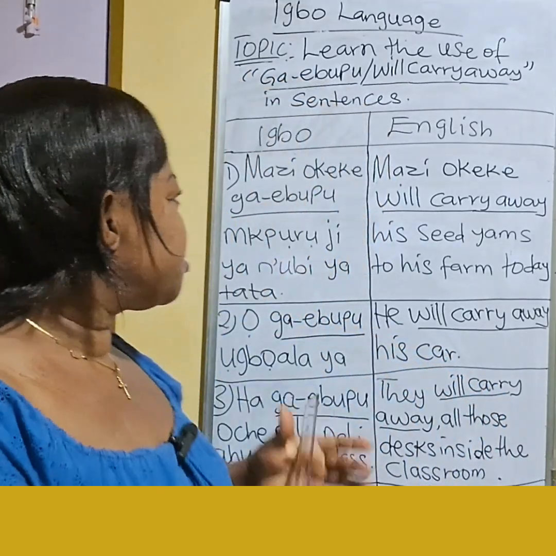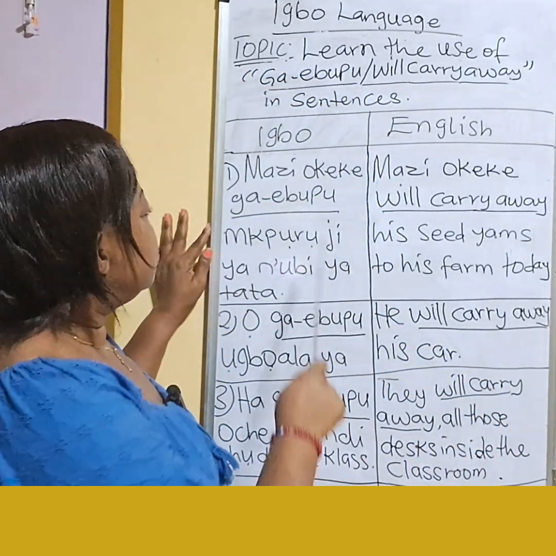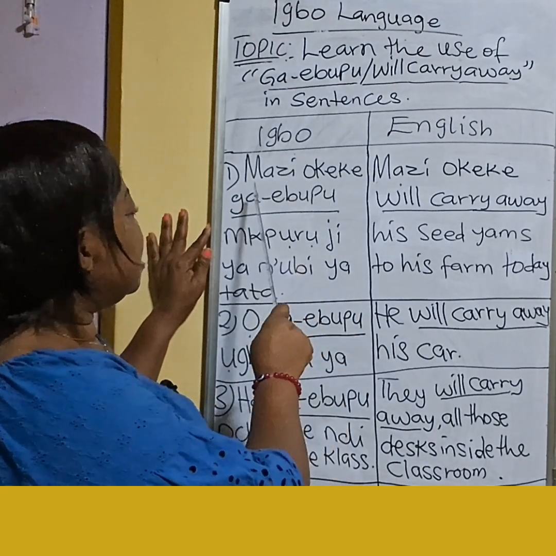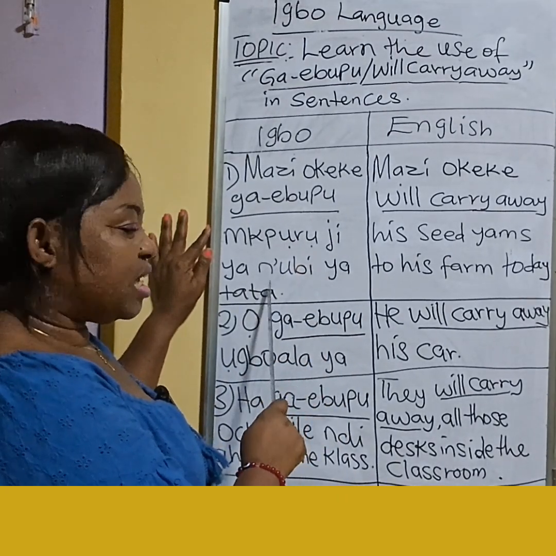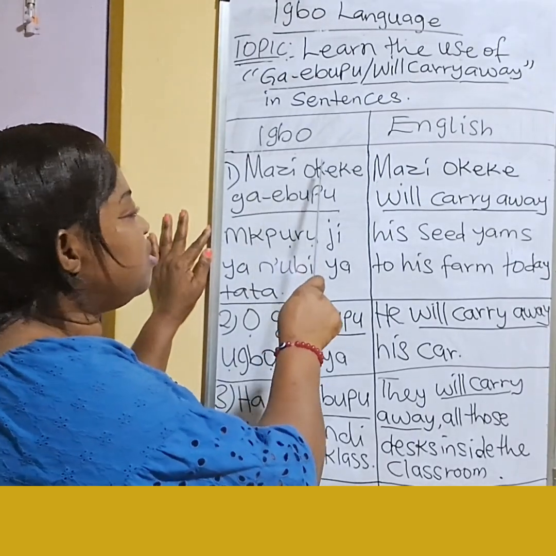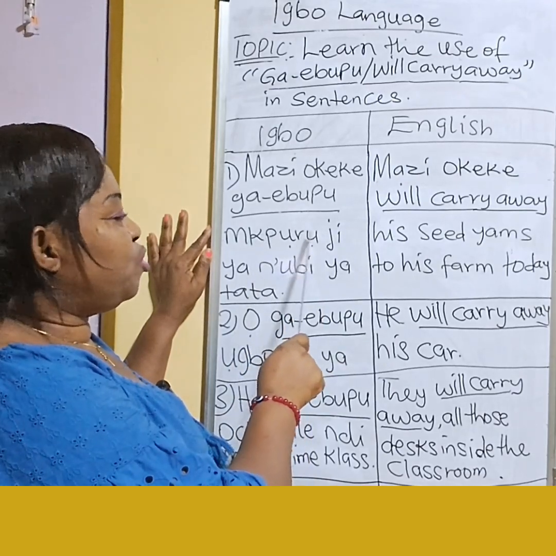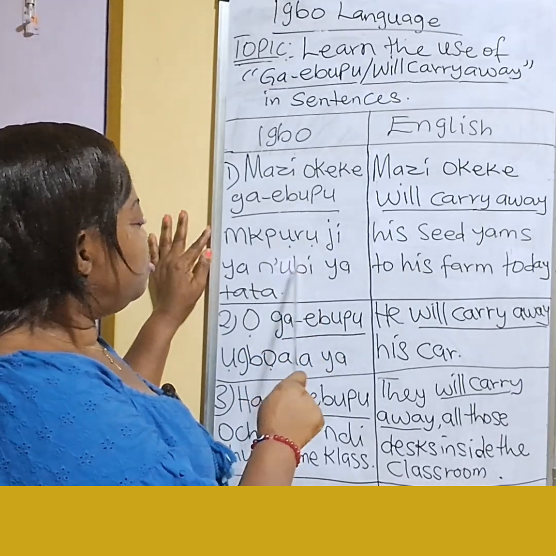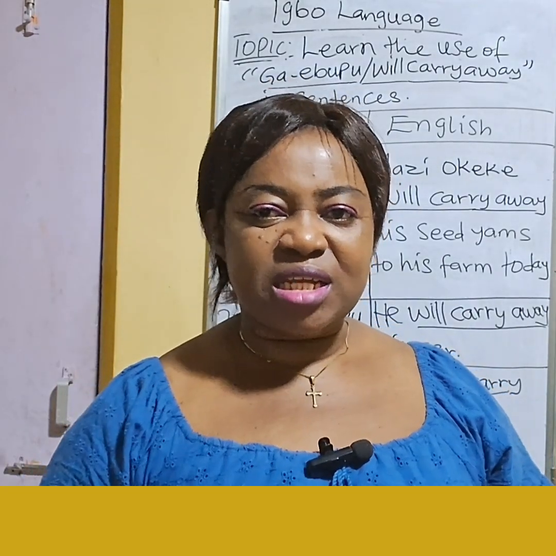Let's start. Igbo, English. Number one sentence says, Maazi Okeke ga ebupu mkpuru ji ya n'ubi ya tata. Repeat after me, class. Maazi Okeke ga ebupu mkpuru ji ya n'ubi ya tata.